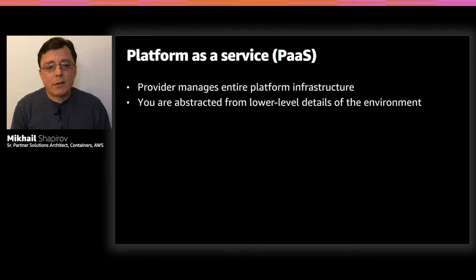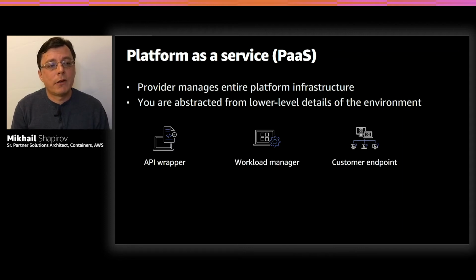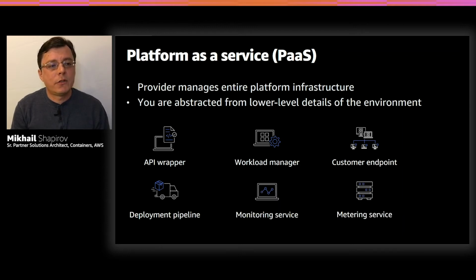However, the basic principles and objectives remain, and let's see what AWS can do for you in this area, since it already manages a lot. So trying to find a good definition for a PaaS, these two lines that I have, provider manages entire platform infrastructure and you are abstracted from lower level details, seem to be the common denominator for all of them. And as we showed last year on architecting multi-tenant PaaS systems, there are the following components of each PaaS. You have an API wrapper, a workload manager, customer endpoint, deployment pipeline, which is fairly opinionated, monitoring service, and metering service. Now, API wrapper and customer endpoint are just basically abstractions that hide the underlying infrastructure from the tenant.